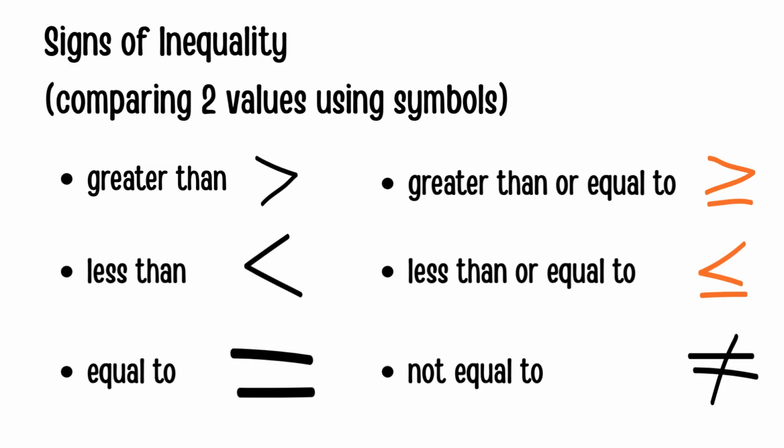You would use these symbols to show, for example, if 3 is greater than 2, you would insert the greater than symbol between the two numbers. Notice how when you have numbers that are greater than or equal to or less than or equal to, the symbol has a bar underneath the arrows. That's important.